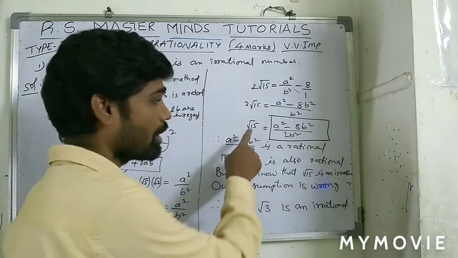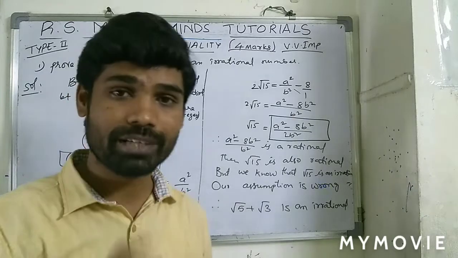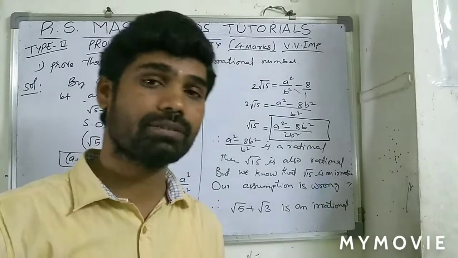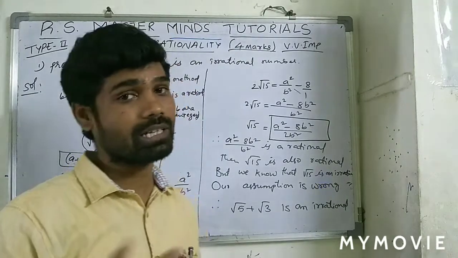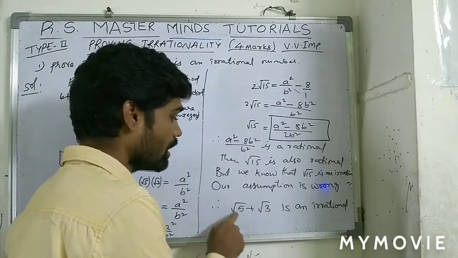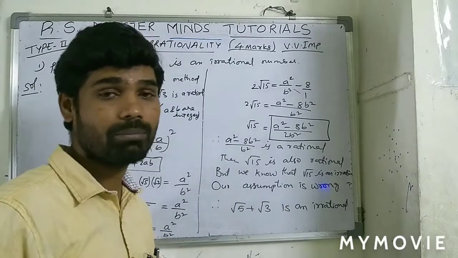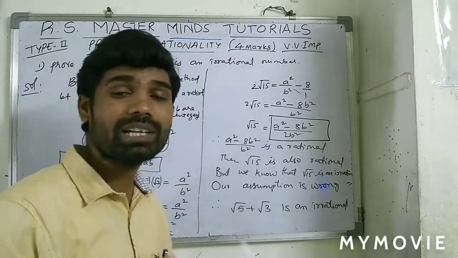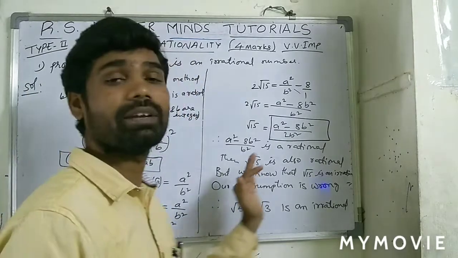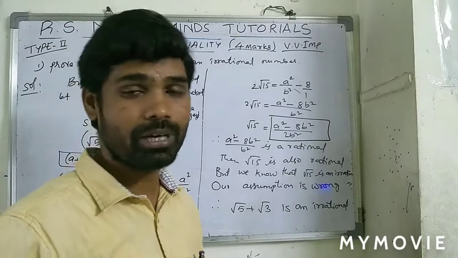But we know very well under root of 15 is not a rational number. Why? Because 15 is not a perfect square. When there is no perfect square under root of n, that is nothing but an irrational number. So under root of 15 is an irrational number, so our assumption is wrong. Then the right one is that under root of 5 plus under root of 3 is an irrational number. I hope you have understood.